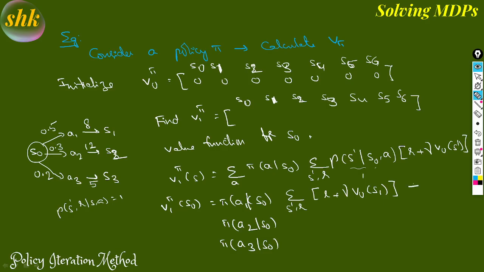As it is a summation, we will write plus pi of A2 at S0 multiplied by the summation over S dash comma R, with reward R plus the discount factor as 1, times V naught of, so when you take action A2, the next state is S2, plus summation over S dash comma R of R plus gamma times V naught of, when you take action A3, we get the next state S3. That we will write. Now we will substitute the values.